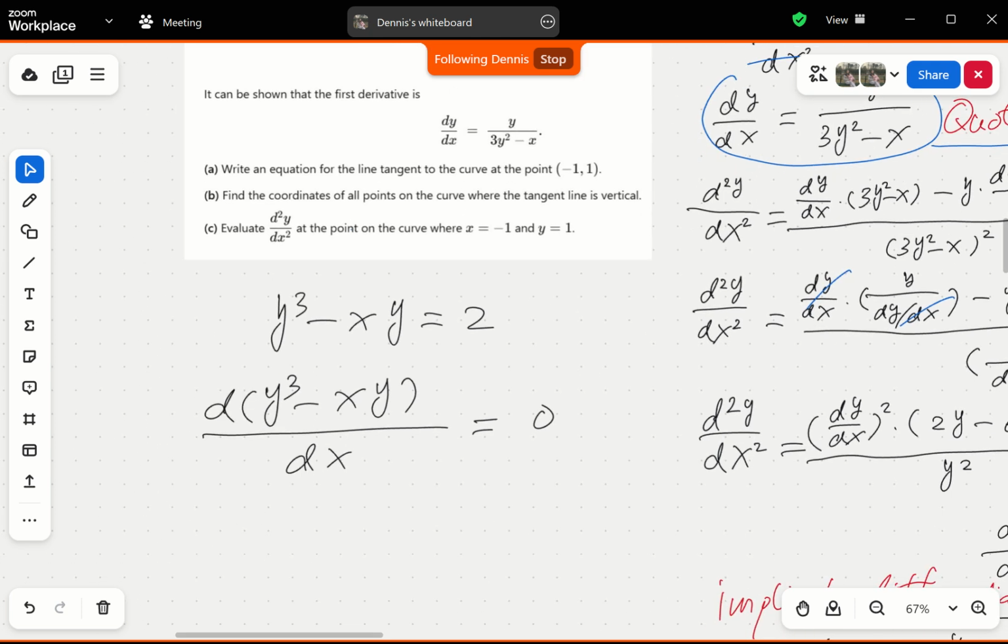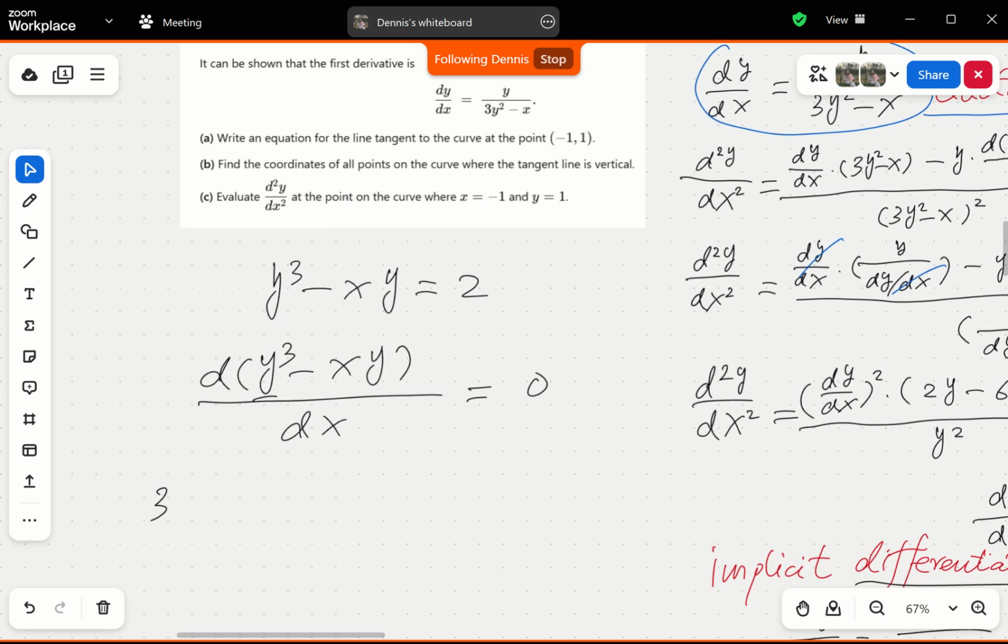In this case, by applying the chain rule, the derivative of y to the third is 3y squared times dy with respect to x. And this one is a product expression. So this is minus the derivative of the first term, which is 1, times the second term y, plus the first term times the derivative of the second term with respect to x. It should equal 0.